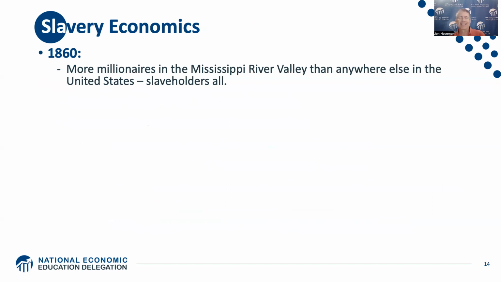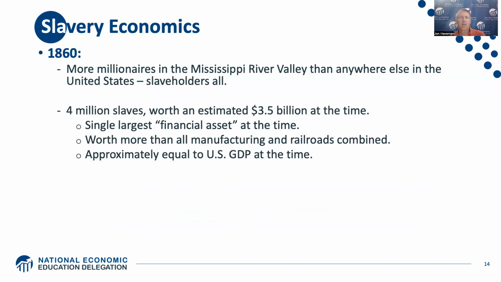Right, in 1860, slavery was very, very profitable for those who engaged in it, those who owned slaves. There were more millionaires in the Mississippi River Valley than anywhere else in the United States, and all of them were slaveholders. And in 1860, there were about 4 million slaves, worth about $3.5 billion at the time, making them the single largest financial asset. The value of the slaves was worth more than all of manufacturing and the railroads in the U.S. And the value of the slaves was about equal to U.S. GDP at the time, right?